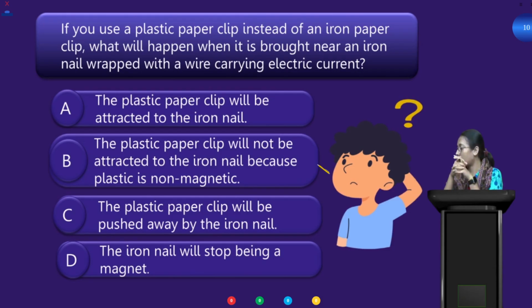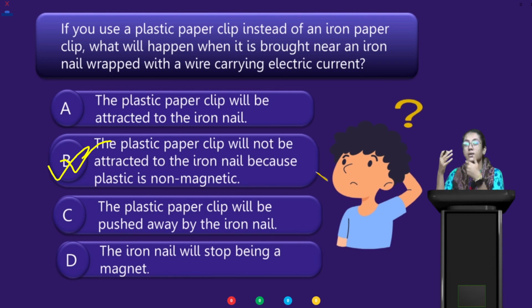Yes, very good. I have already got so many right answers. And your time is up. Let's see. Very good, very good. So many of you have given the right answer. So our right answer will be option B. They won't be able to get attracted towards the iron nail because what? The magnet can't attract plastics, isn't it? Because plastic is a non-magnetic substance.